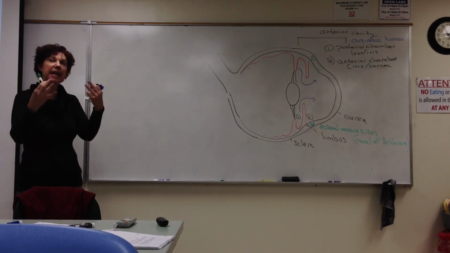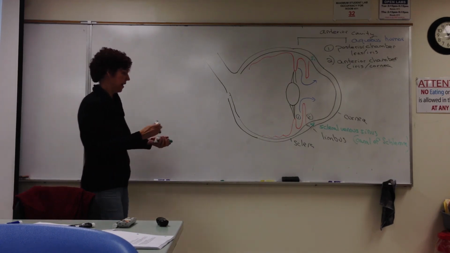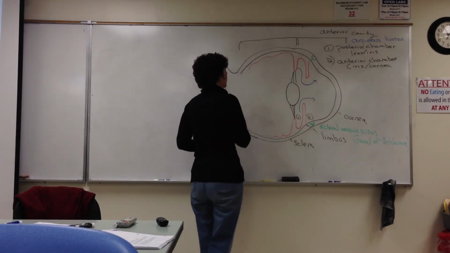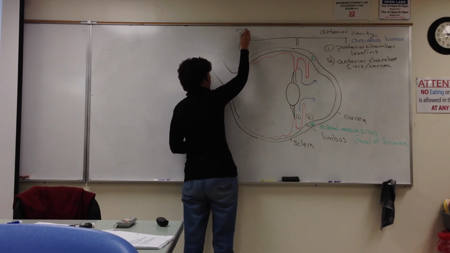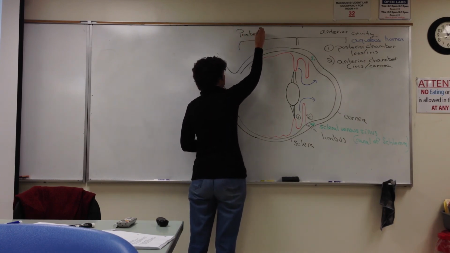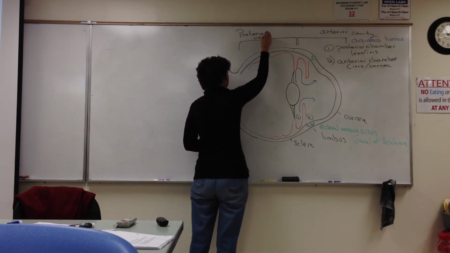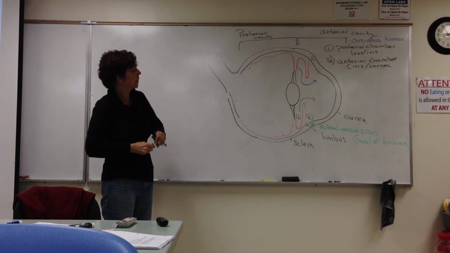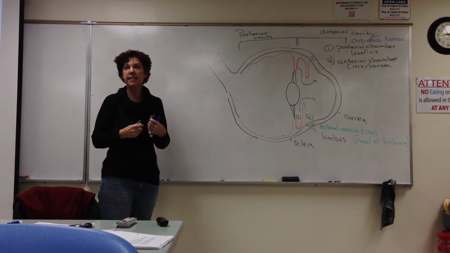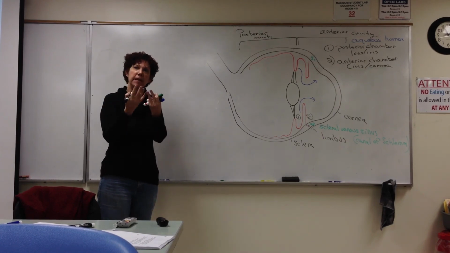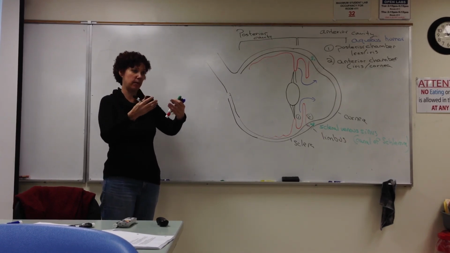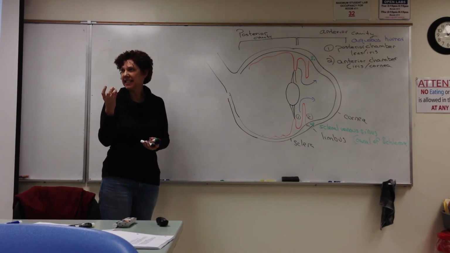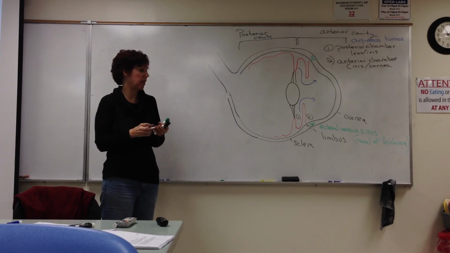All right, so now behind the lens, this space is known as the posterior cavity. It also contains a material, more important in helping to maintain the shape of the eyeball. And it's kind of a grape jelly-like consistency. You'll see it when we dissect the eyeballs tomorrow.